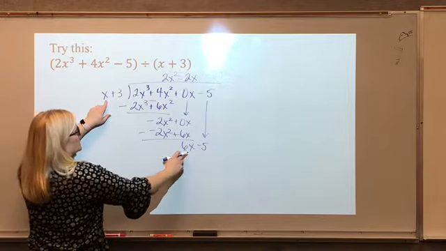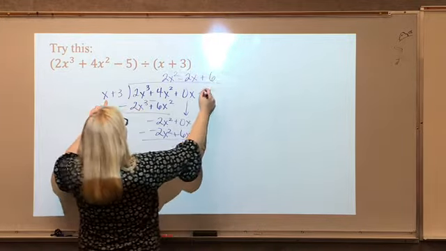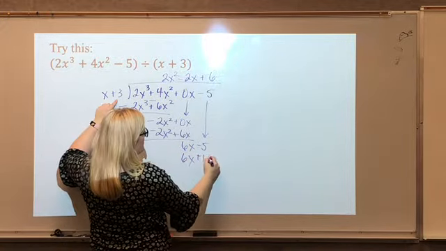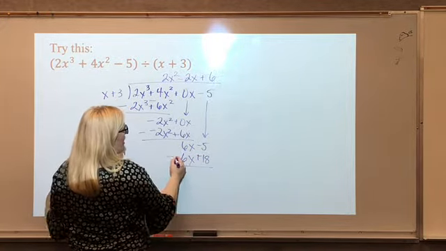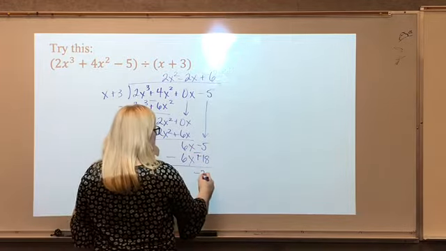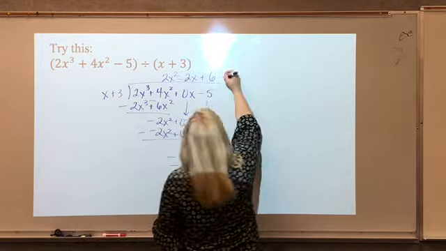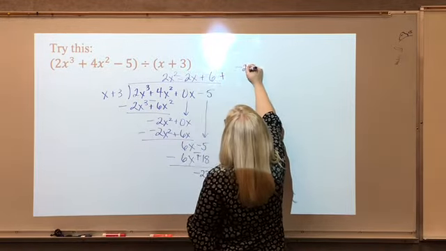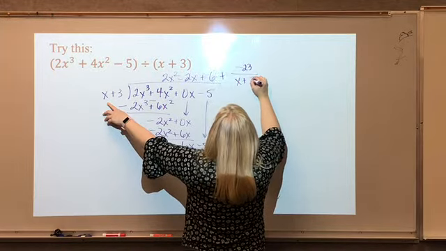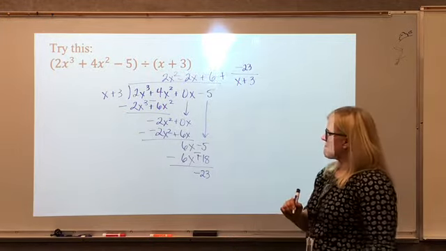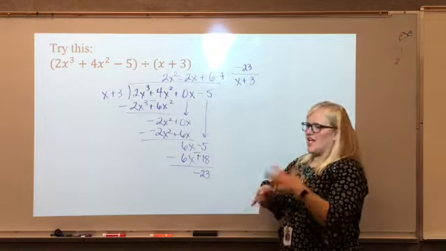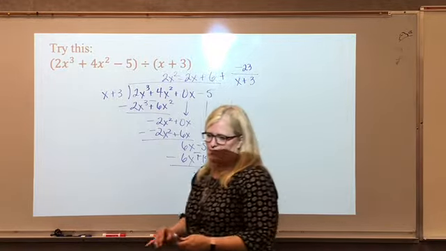So x goes into 6x 6 times. 6 times x is 6x plus 18. Subtract, negative 5 minus 18 is negative 23. So I add a negative 23 over x plus 3. It's kind of a mess, isn't it? But as you keep doing it, it's going to make more sense to you.